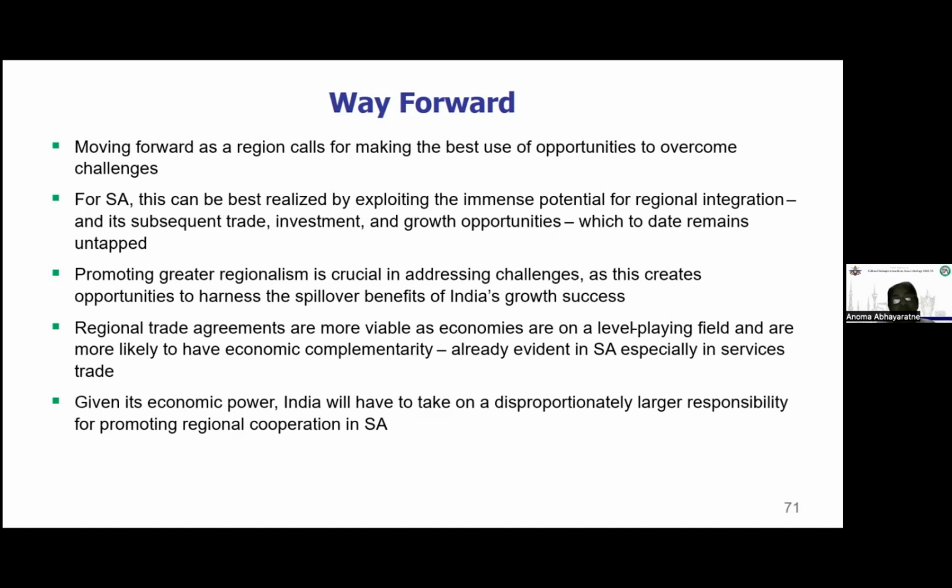Trade agreements could be more viable as economies are on a level playing field. Again, I take the example of India and Sri Lanka. It is very difficult to level play with a country like that. Given its economic power, India will have to take on a disproportionately larger responsibility for promoting regional cooperation in South Asia.